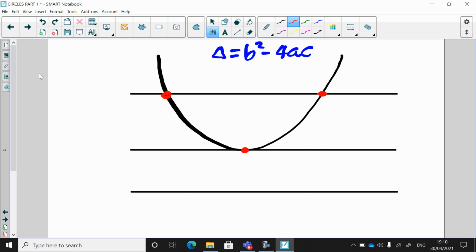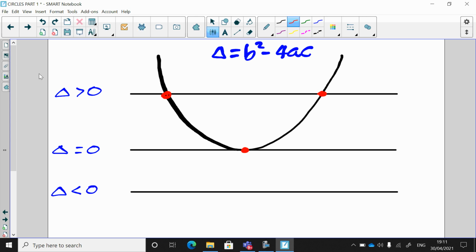So, top one. What if the line intersects a parabola at 2 points? That means you've got two roots, and that tells you the value of the discriminant is positive, greater than 0. That's what it's saying there. Next one, tangential. One root. The discriminant is equal to 0. And right down the bottom of the page, when the line doesn't interact with the parabola, the discriminant was negative, which means it's less than 0. That's what we had there.